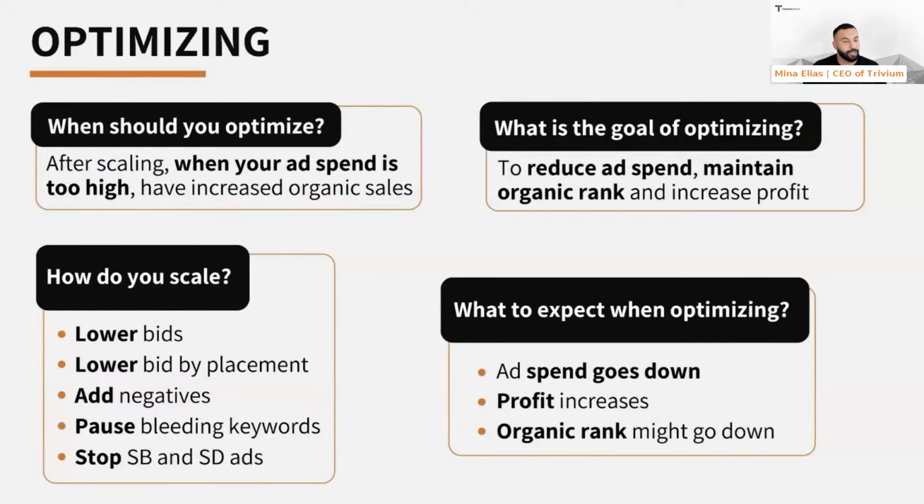The other stage is optimizing. So when should you optimize? After scaling, you've increased your spend and increased your revenue. Now you need to start cutting down and optimizing on the things that didn't work out so you can actually become profitable. The goal of optimization is to reduce your ad spend, maintain organic ranking, maintain revenue as much as possible, and increase your bottom line profit.